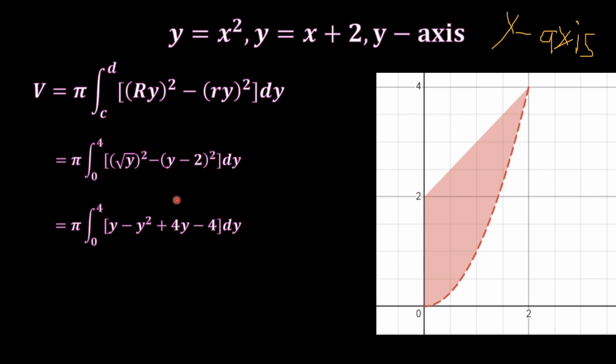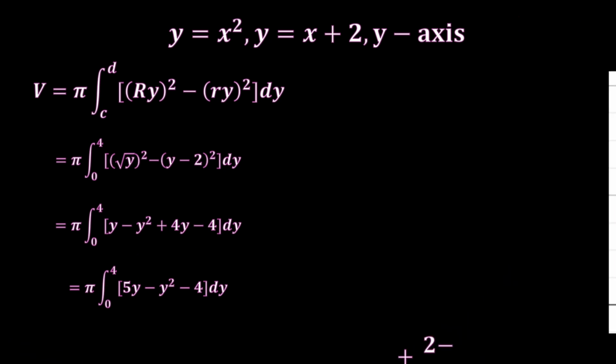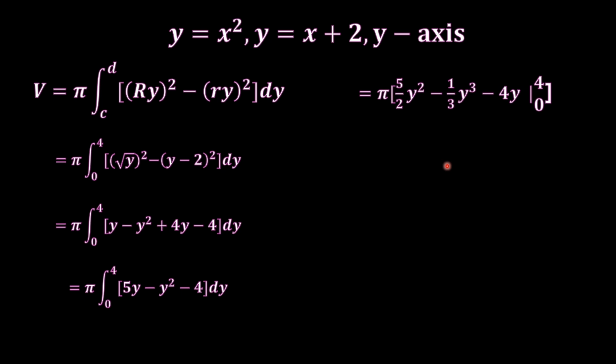Again, we're just going to be squaring those two functions. Square root of y squared is just y, because it cancels out, and the square of y minus 2 is y squared minus 4y plus 4. We're just going to be finding the integrals of each of these. But before we do that, since there's a like term here, we're going to be adding y with 4y, so that becomes 5y minus y squared minus 4. And then we will be finding the integral of each now.